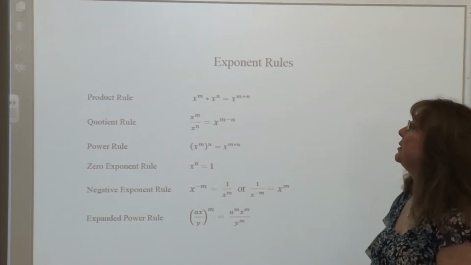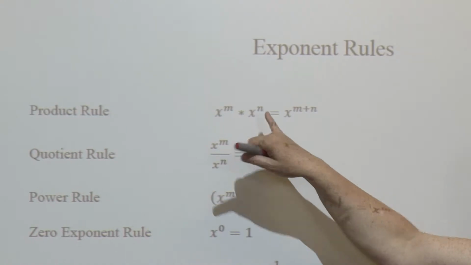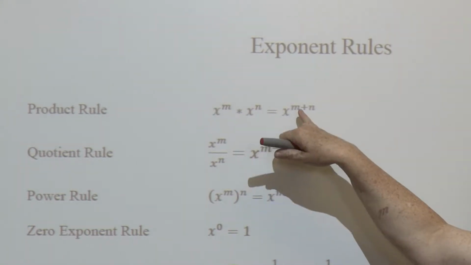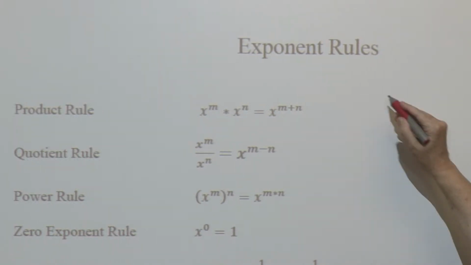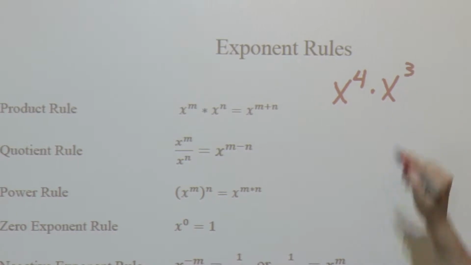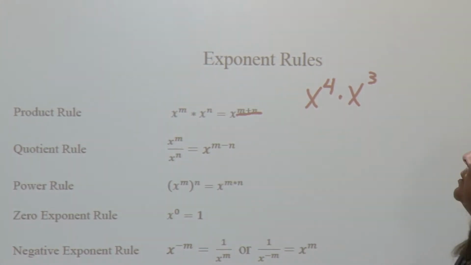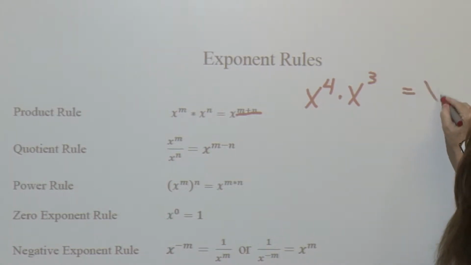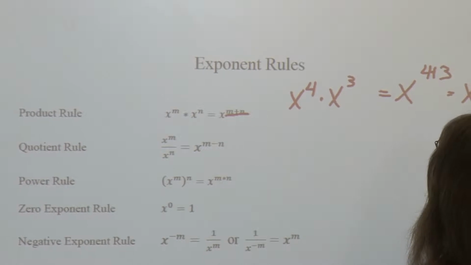The product rule says if I have a base to a power and I'm multiplying with the same base to a different power, I'll keep that base and add my exponents. I'm going to show you why this works. So let's say we had x to the fourth power and I'm multiplying it with x to the third power. The rule tells me to go ahead and add my two exponents. So I would end up with x to the 4 plus 3, or 7, as my power.